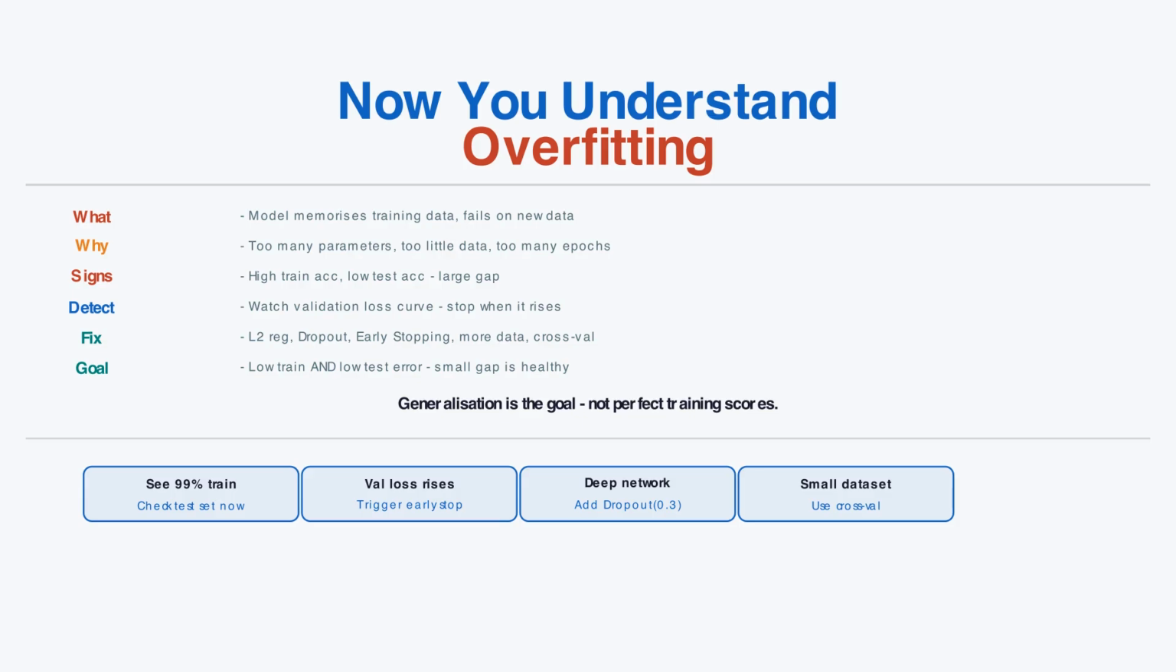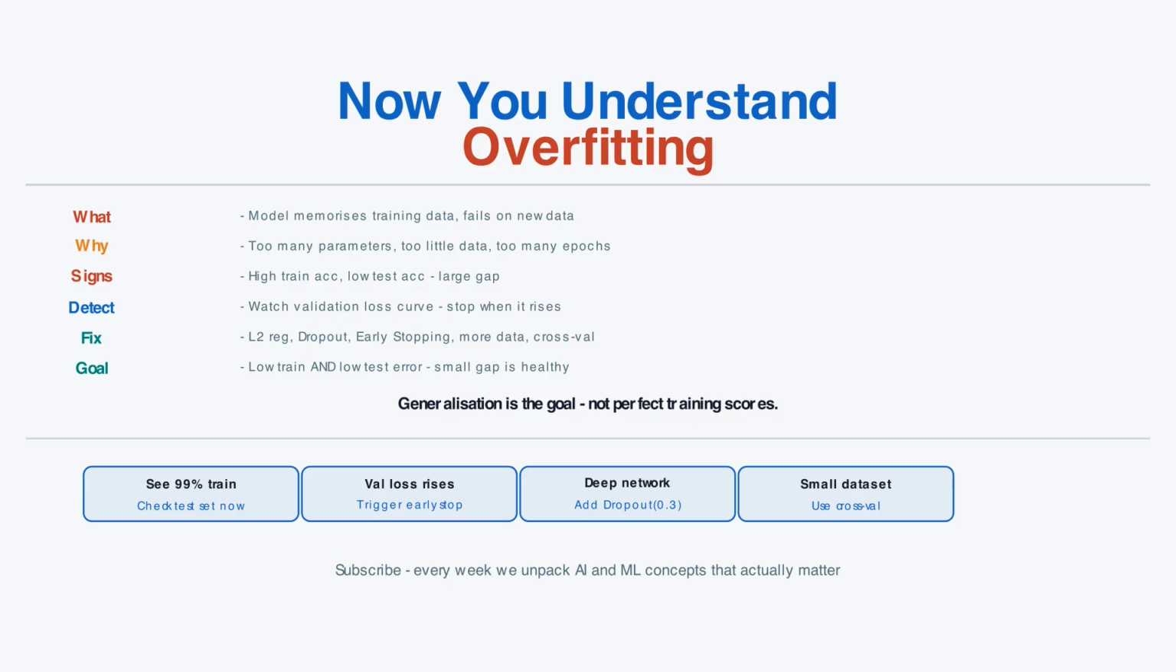How do you detect it? Watch your training and validation loss curves. When the training loss falls while validation loss rises, that is overfitting. A large gap between train and test accuracy is the signature. How do you fix it? Regularization to constrain weights. Dropout to prevent codependence. Early stopping to halt at the best epoch. More and better training data. Cross-validation for a reliable performance estimate.